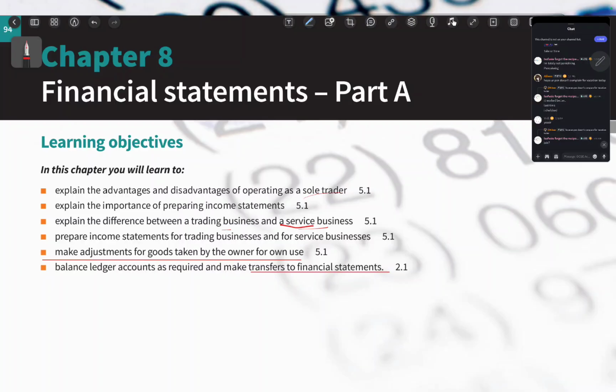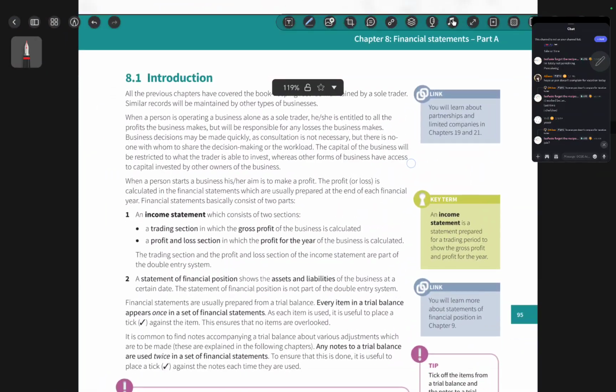Now, before we already did balancing ledger accounts, and we knew that it's pretty simple, right? If one side is not equal, then you just do c/d on the lower side, and then you make it total, you make it equal, let's just say 200, and then you do b/d on the opposite side. But when you want to transfer to financial statements, most of the time it's going to be your income statement. Instead of writing c/d, you're going to write income statement. All right. We'll have a look at that.